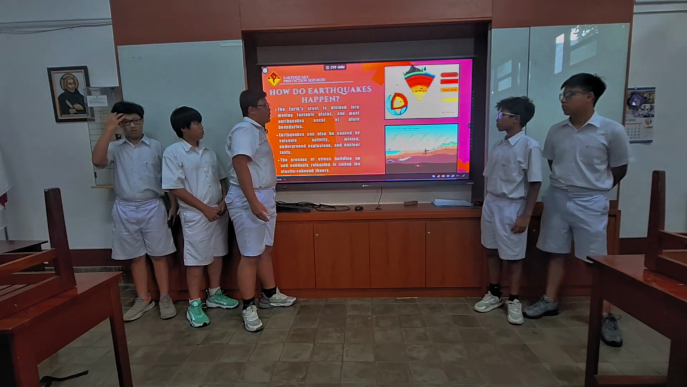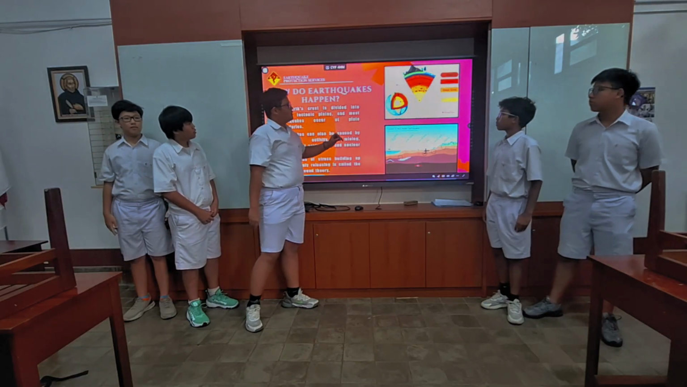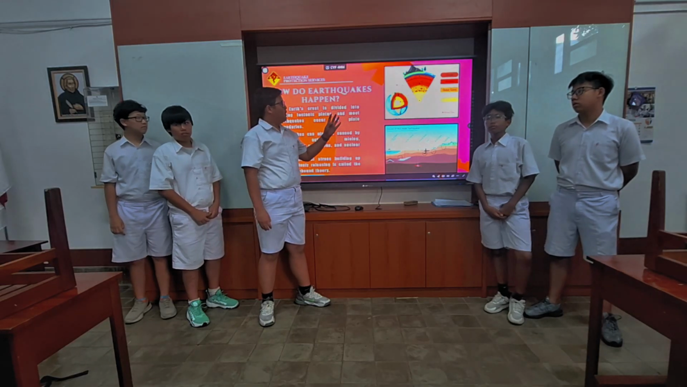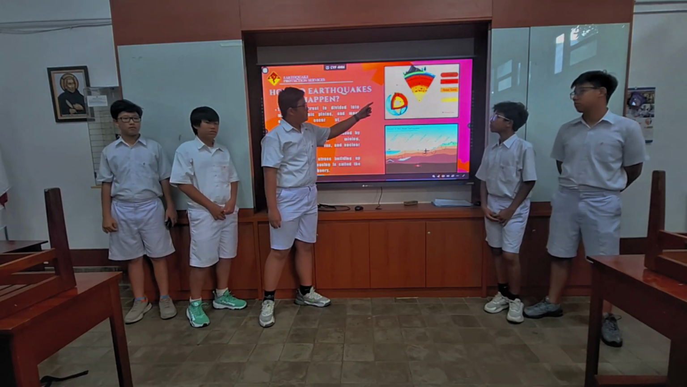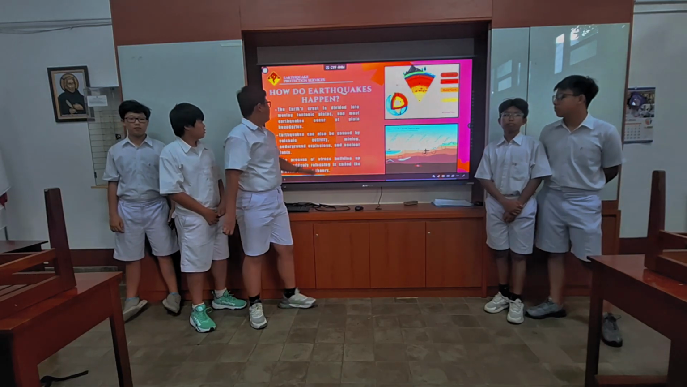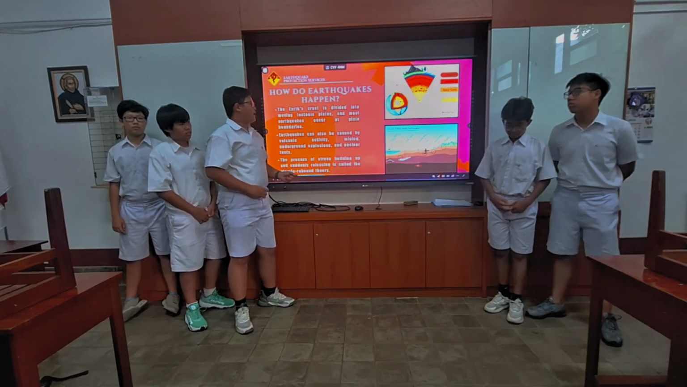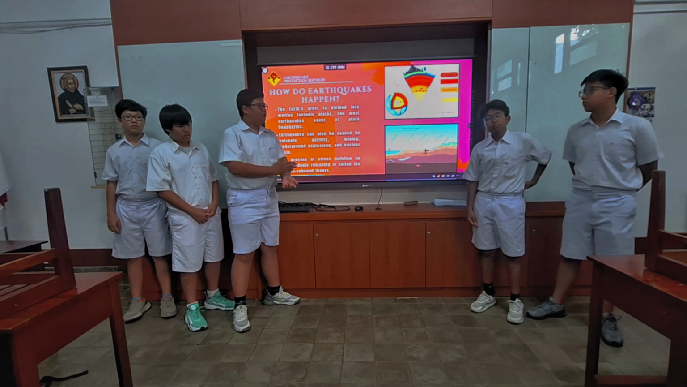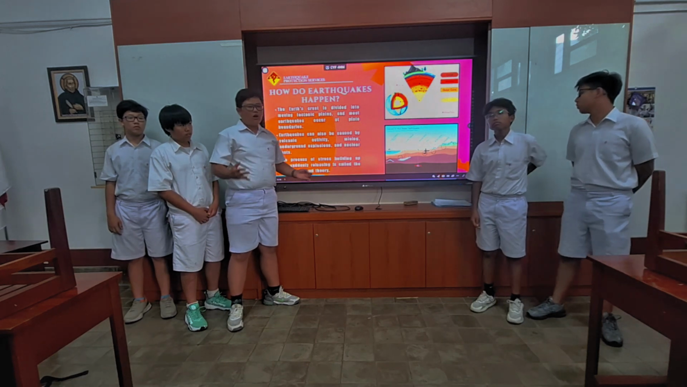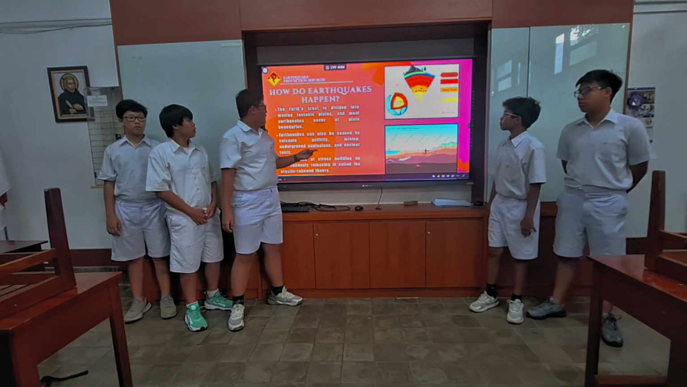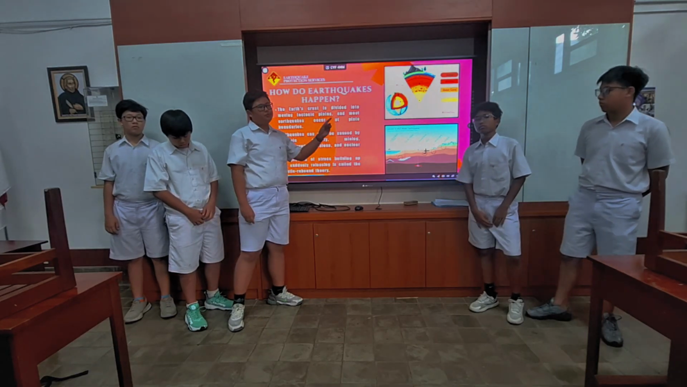Next, I'm going to talk about the Earth's crust. So, you know how the Earth is divided into four sections, which are the crust, mantle, outer core, and inner core. The part we're going to be explaining is the Earth's crust. The Earth's crust is divided into parts called tectonic plates. And most earthquakes actually happen along those plate boundaries.